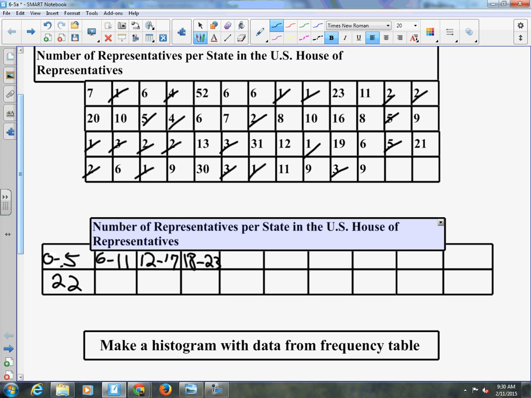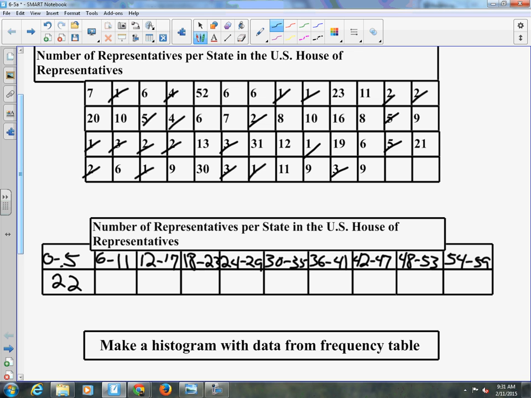18 to 23. My next one after that is going to be 24 to 29. Then 30 to 35. Then we're going to have 36 to 41. Then 42 to 47. Then 48 to 53. And finally 54 to 59. Those are groups of 5. We always have to have groups of 5. Okay? If we start with groups of 5, we have to have groups of 5 throughout the entire thing.